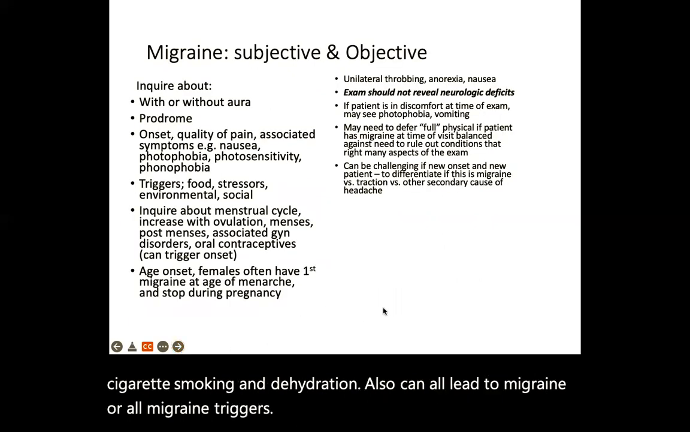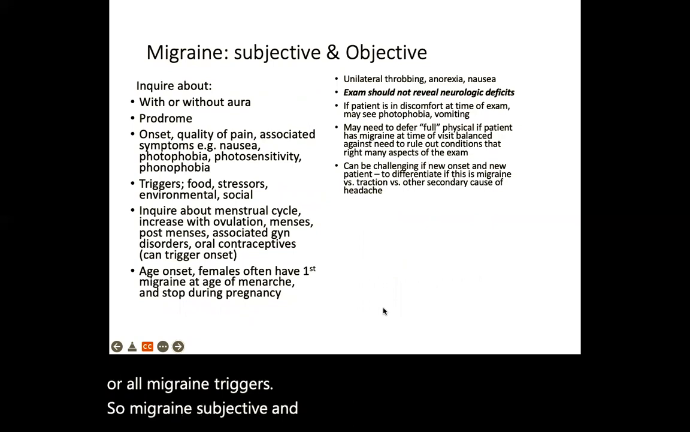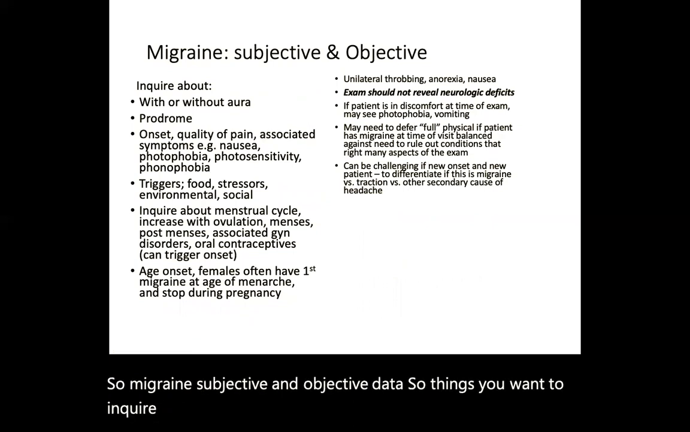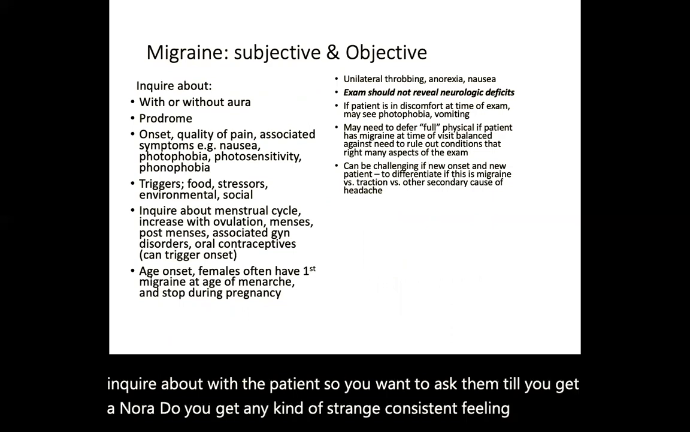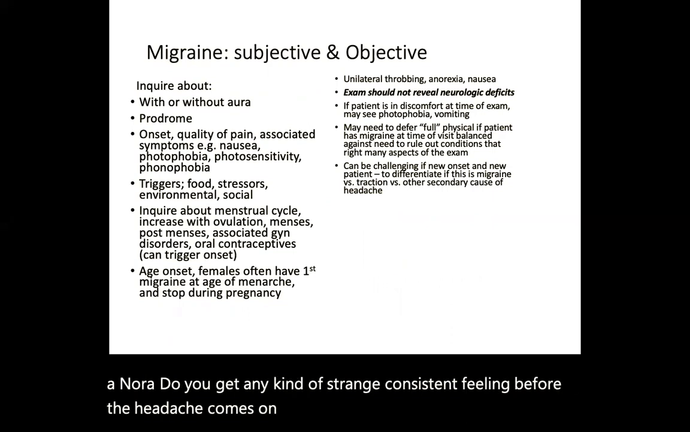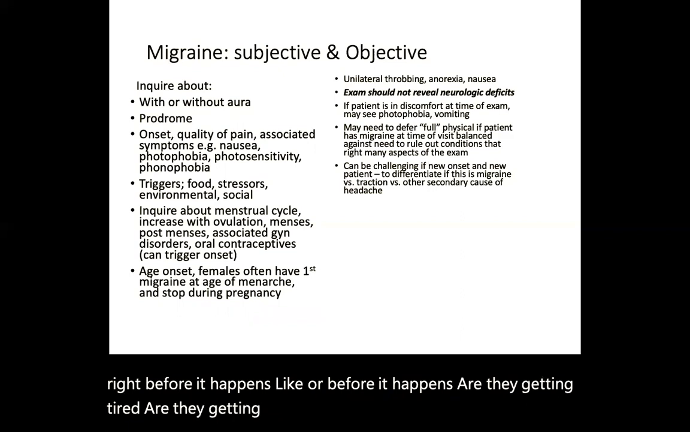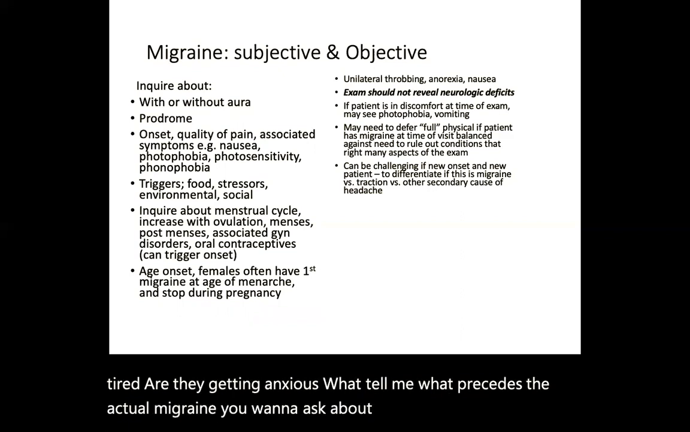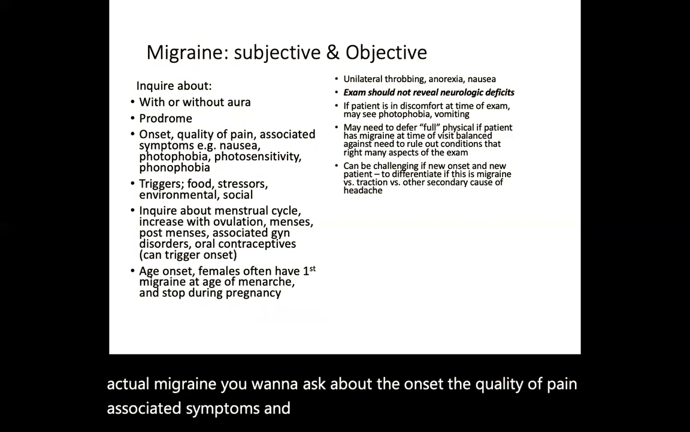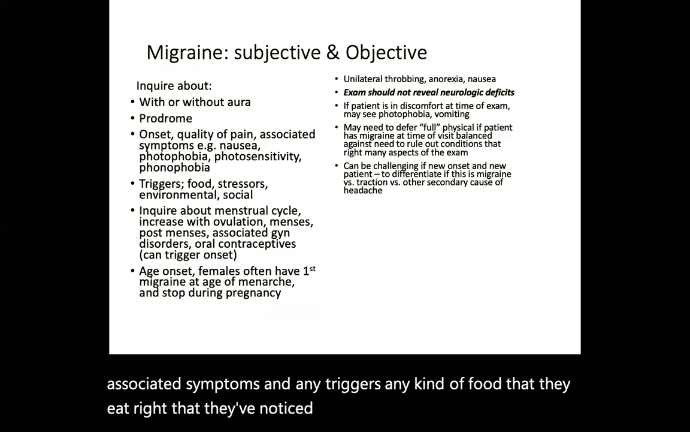So migraine subjective and objective data. So things you want to inquire about with the patient. You want to ask them, do you get an aura? Do you get any kind of strange, consistent feeling before the headache comes on? Prodromal, like how do they feel right before it happens? Are they getting tired? Are they getting anxious? Tell me what precedes the actual migraine. You want to ask about the onset, the quality of pain, associated symptoms, any triggers, any kind of food that they've noticed they eat before they get the headache or the migraine, that they eat and then suddenly it comes on.